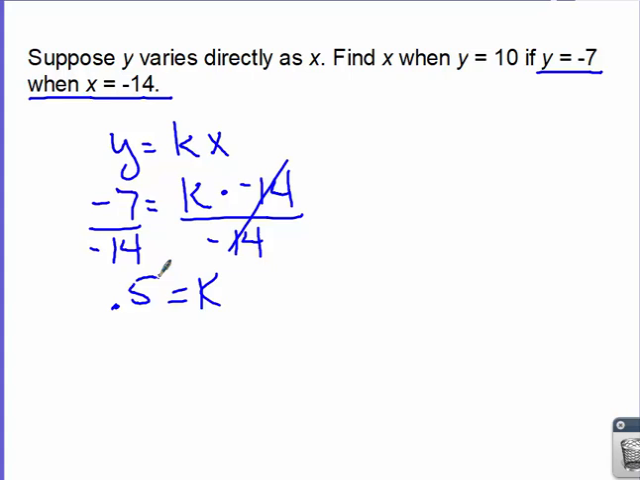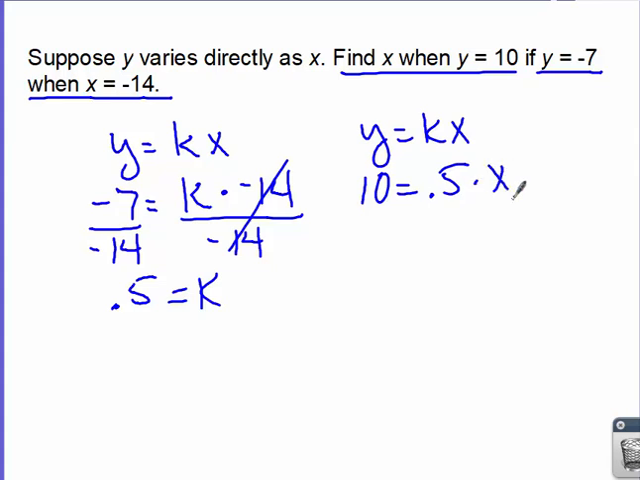Okay, so now I'm going to use that k value, and y equal to 10, to find the x. So I write my formula down again: y is equal to kx. Well, this time it says find x when y is 10. So I'm going to use this 10 value as my y. I now know k is 1/2 or 0.5. So I plug that in and I'm looking for x.